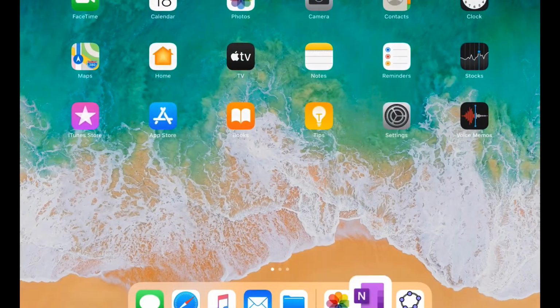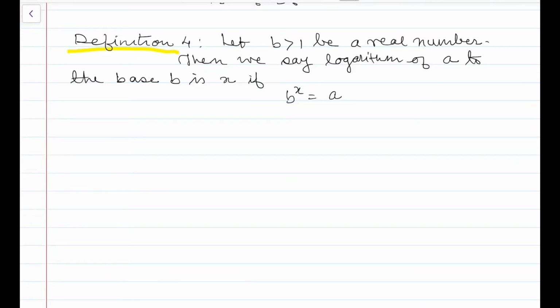So let us define it. Definition 4. Let b greater than 1 be a real number. Then we say that the logarithm of a to the base b is x if b raised to the power x is a. And it can be written as log of a to the base b is equal to x.